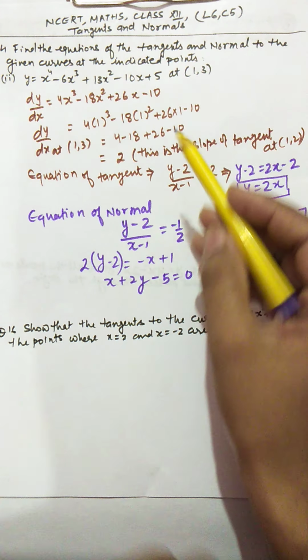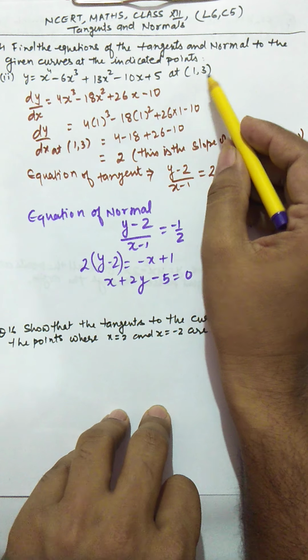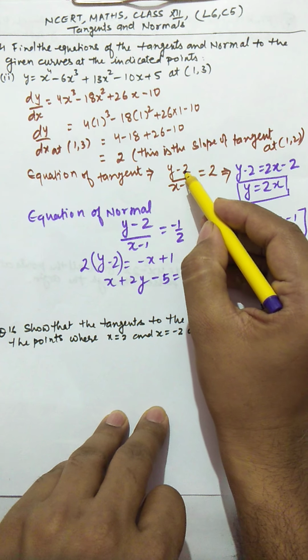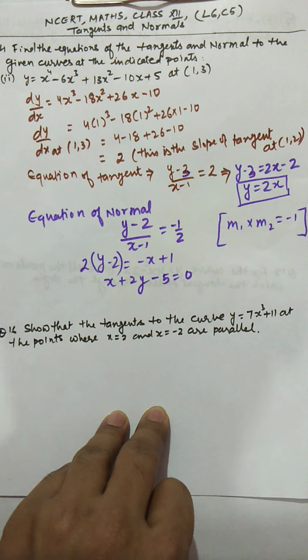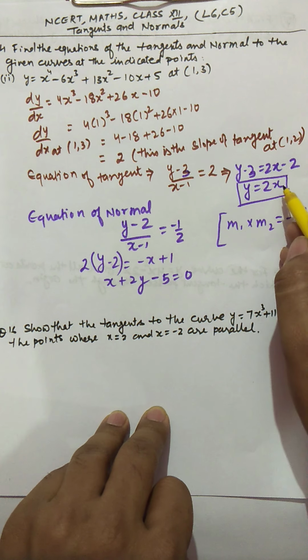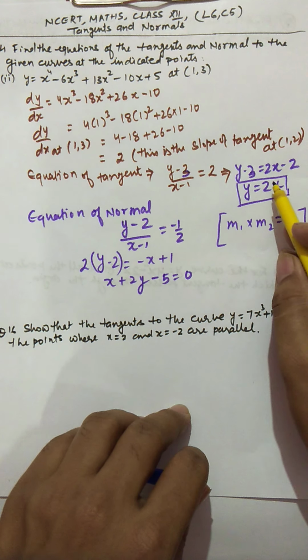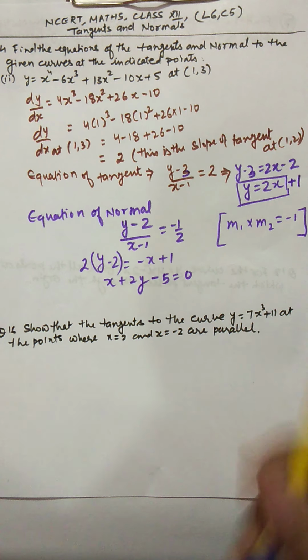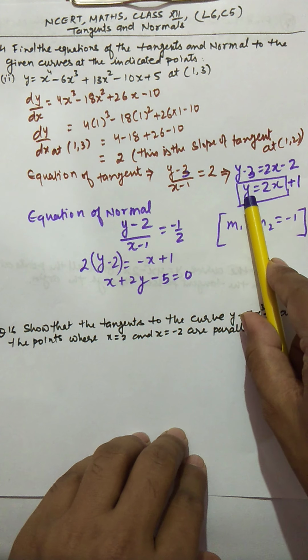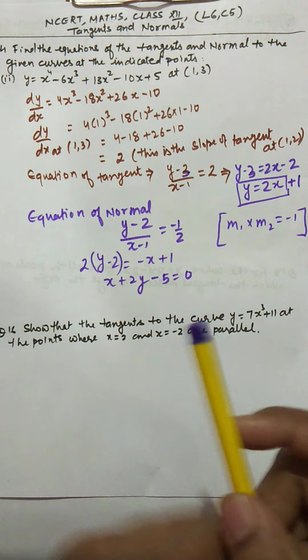A small correction is there. The point was 1 comma 3, so we have to write 3 here. This is 1 comma 3, so accordingly the equation will change. This is y minus 3, so y equal to 2x, and that side it will go, and this will become plus 1. So your equation of tangent is y equal to 2x plus 1.